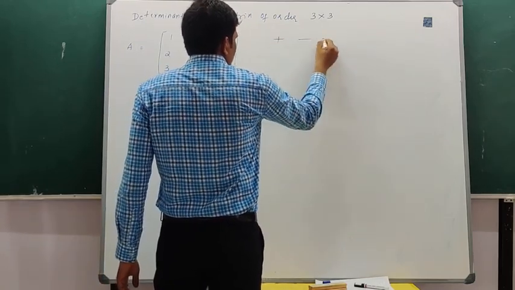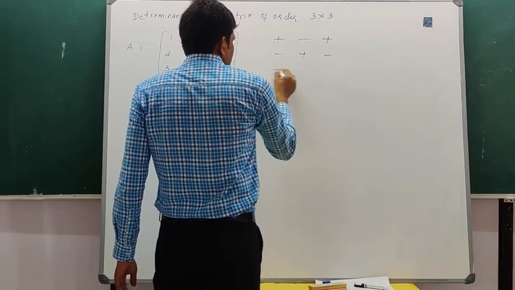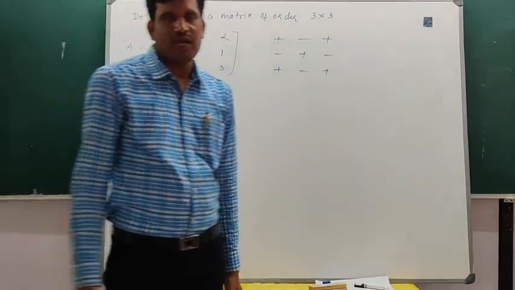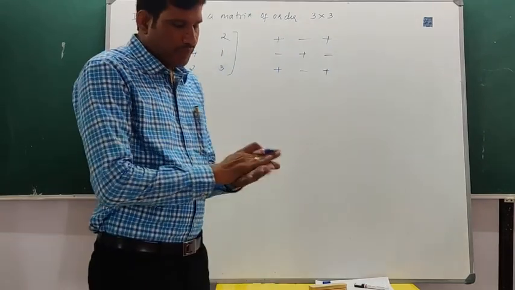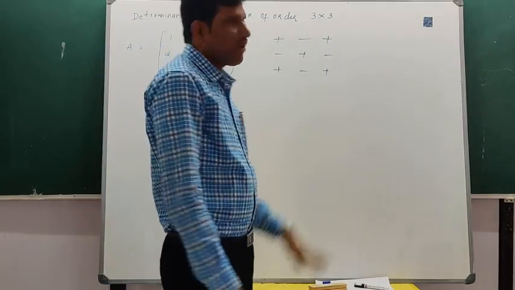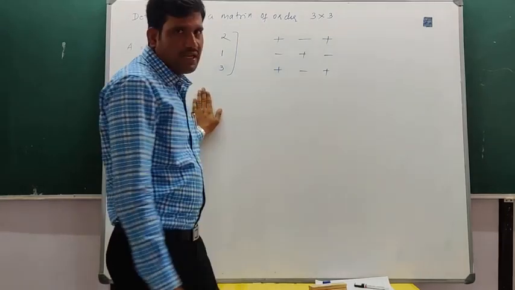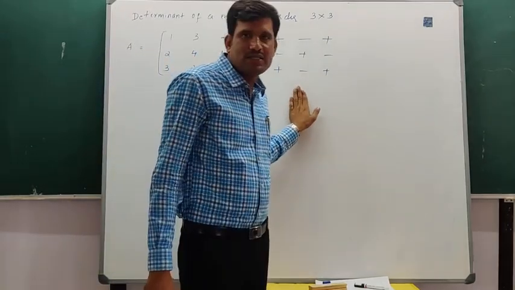So we have some properties. In those properties, I will explain why we are taking this sign convention. Right. So in the next session we have the properties of determinants, where I will explain why we are following this sign convention. Right. So compulsorily, while expanding a 3 cross 3 matrix, first you have to write this sign convention.